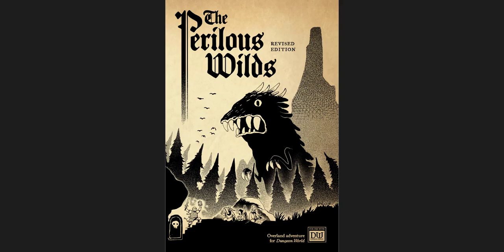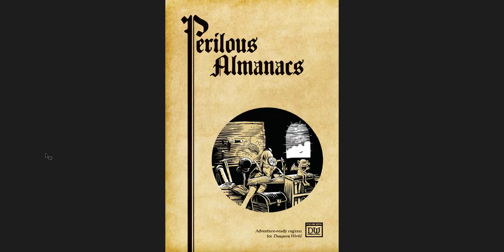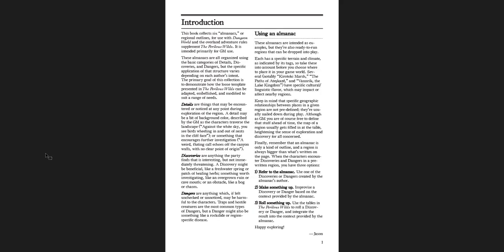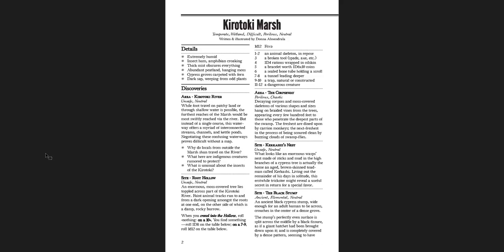I'm going to go through the other Perilous books, Perilous Almanacs, which is only 22 pages. This is essentially different regions for Dungeon World. You get the Kuratoki Marsh, the Ancient Alvar, the Paths of Ataskazi, Three Faces, Ahamaradis, the Pallid Dunes, and Vanric, the Lake Kingdom. I apologize for all of those names. How to use this almanac, the details, discoveries, and dangers that are within. You can refer to it, you can make something up, or you can roll something up. It's different ways of using it.